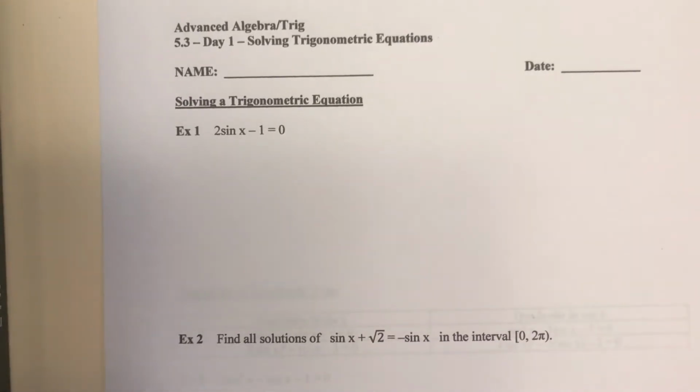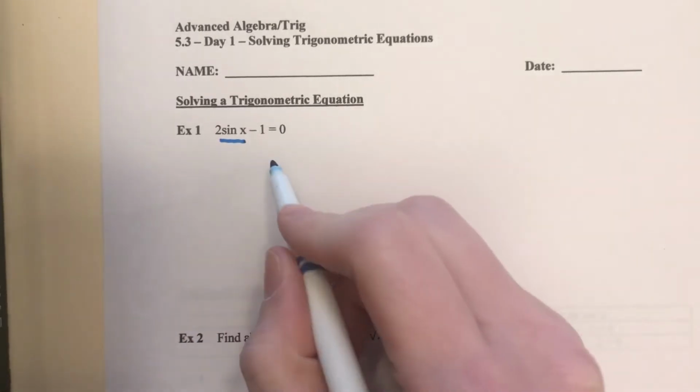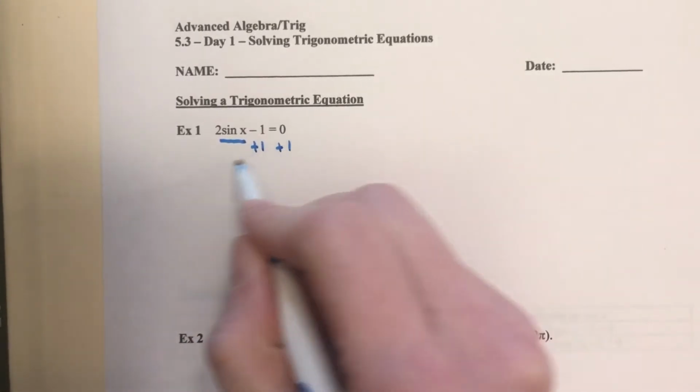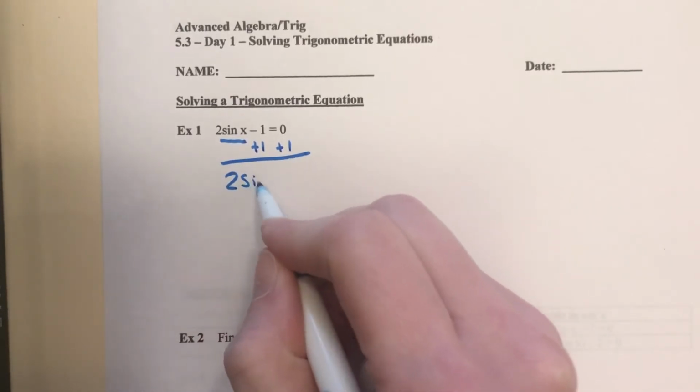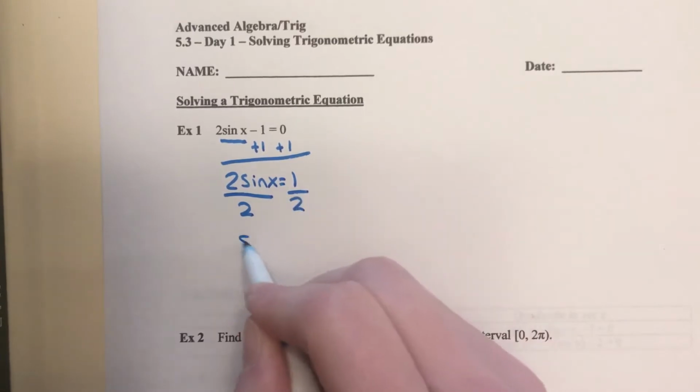Okay, so solving trig equations, you're going to solve them just like you would a regular equation. We're going to first solve for the trig function. So let's take a look at number 1. We have 2 sine of x minus 1 equals 0. So I'm going to solve for the sine of x, and I'm going to do that by adding 1 to both sides first. And then I'm going to divide by 2.